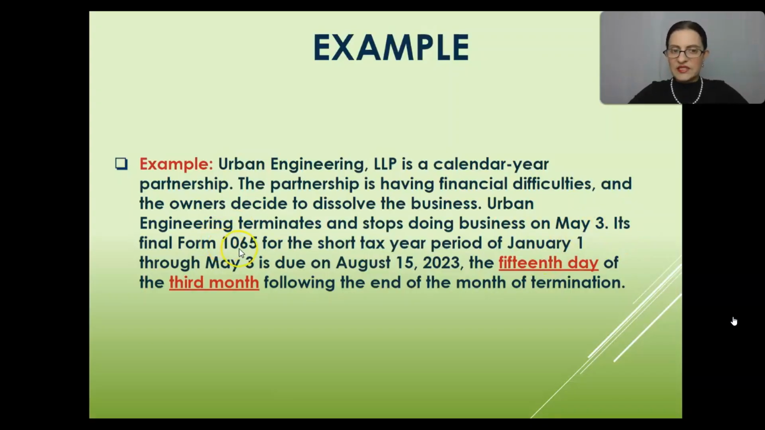Its final Form 1065 for the short tax year period of January 1st through May 3rd is due on August 15th. This is the 15th day of the third month following the end of the month of termination. So they terminated in May, and then it's May, June, July, August, and it is the 15th day of the third month after the termination.